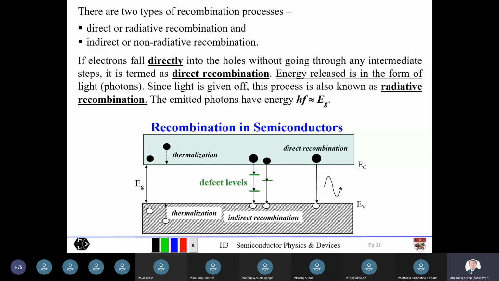Now there are two types of recombination. One is radiative or direct. The other one is indirect or non-radiative. Non-radiative means the recombination does not result in the emission of light. I've already explained direct and indirect recombination. This is for direct.